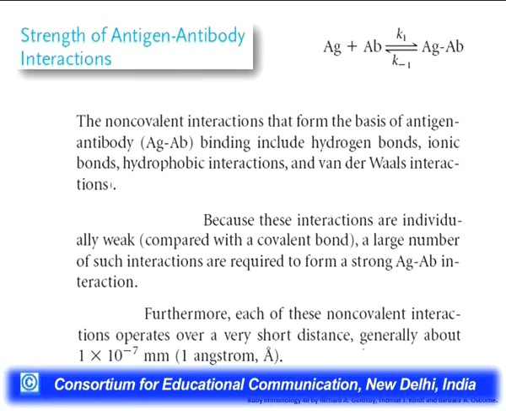So there are different non-covalent interactions, or bonds, which are formed between an antigen and an antibody, which are basically hydrogen bonds, ionic bonds, hydrophobic interactions, and van der Waals interactions. These interactions are weak, so an antibody is called a high affinity antibody if the interaction pattern between the antigen and antibody is much greater than the other patterns, and the distance at which this antigen-antibody interaction takes place is about 1 angstrom unit.